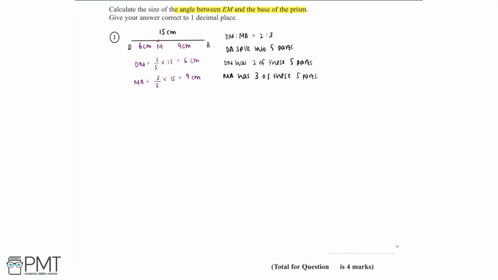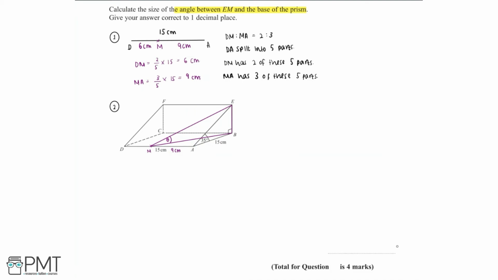Now let's put this back into the bigger diagram. Here we have a copy of the original diagram, and you can see that we've highlighted a triangle. We're asked to find the angle between EM and the base of the prism, and the angle labelled theta is the angle that we need to find.